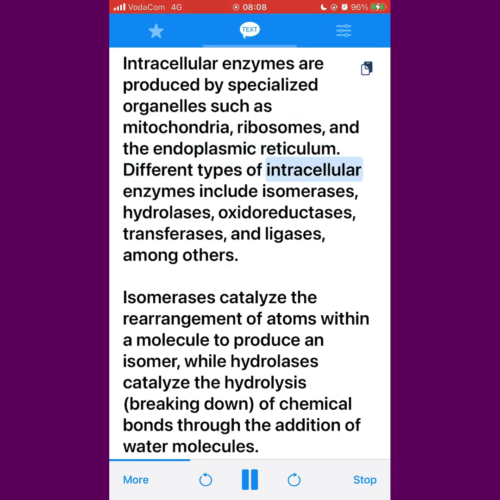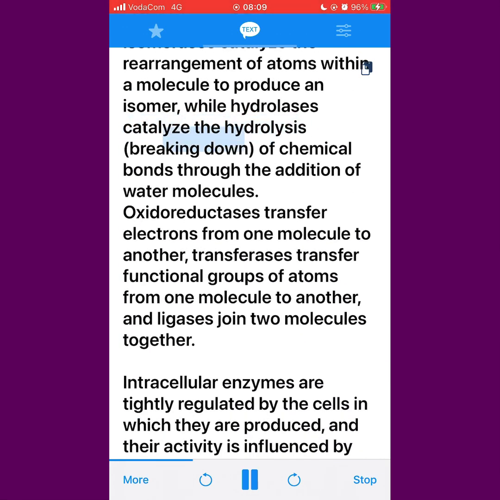Different types of intracellular enzymes include isomerases, hydrolases, oxidoreductases, transferases, and ligases, among others. Isomerases catalyze the rearrangement of atoms within a molecule to produce an isomer, while hydrolases catalyze the hydrolysis, breaking down of chemical bonds through the addition of water molecules. Oxidoreductases transfer electrons from one molecule to another, transferases transfer functional groups of atoms from one molecule to another, and ligases join two molecules together.